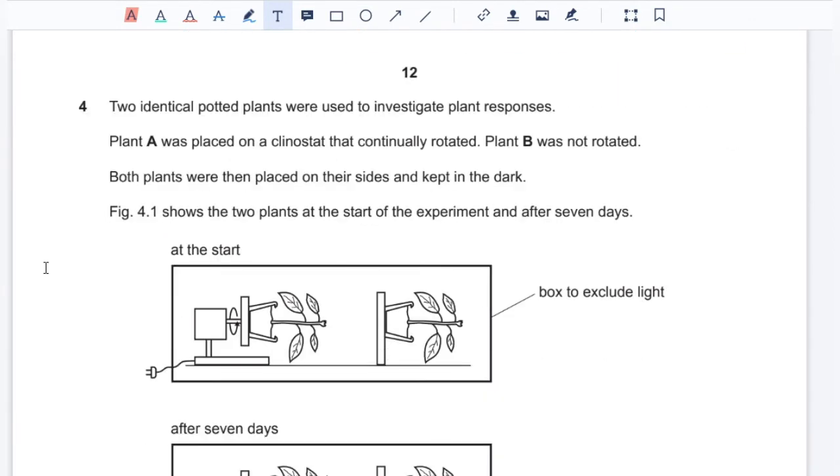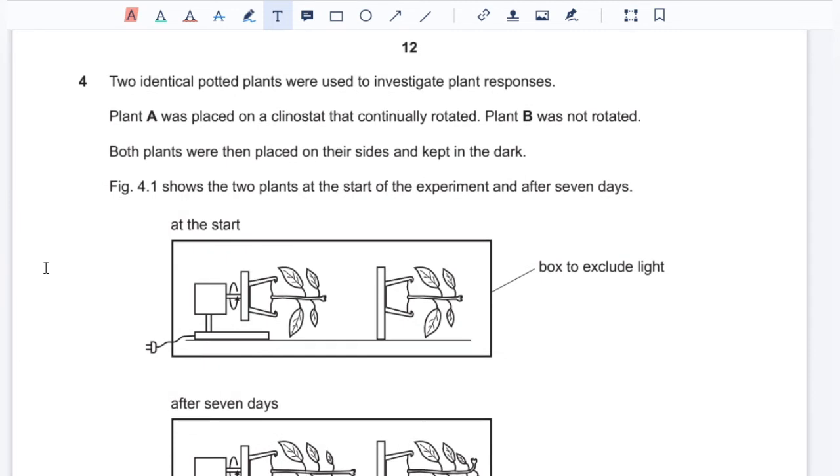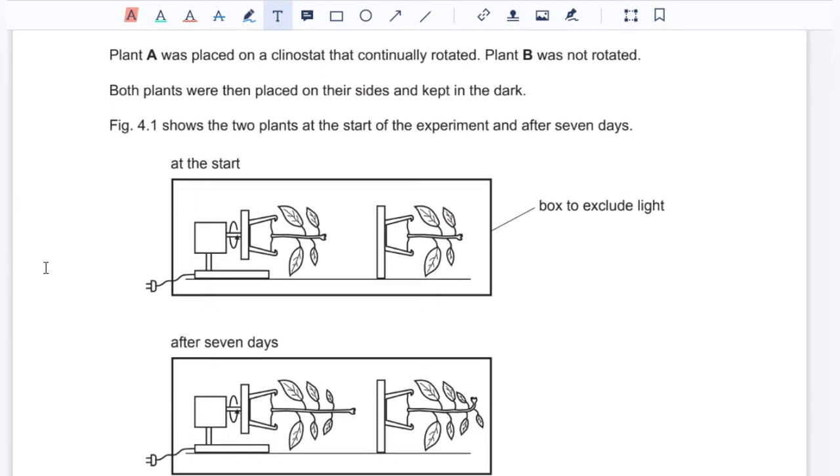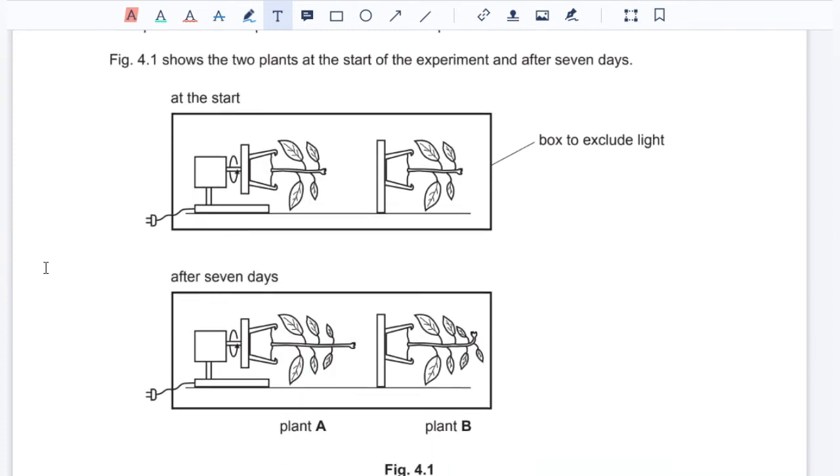Two identical potted plants were used to investigate plant responses. Plant A was placed on a clinostat that continually rotated. Plant B was not rotated. Both plants were then placed on their sides and kept in the dark. Figure 4.1 shows the two plants at the start of the experiment and after 7 days.